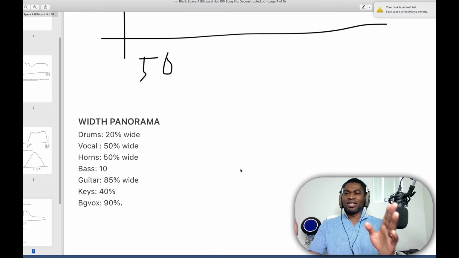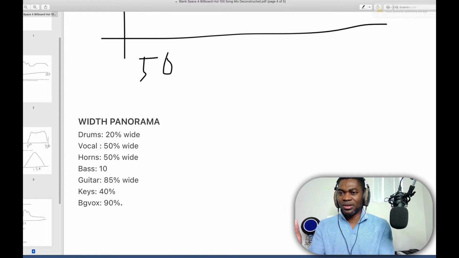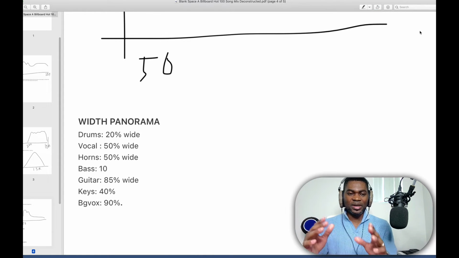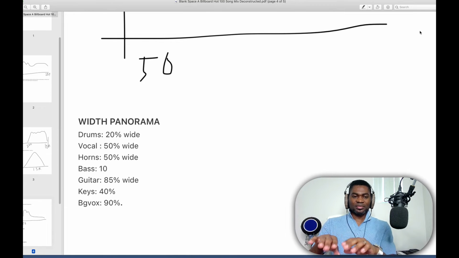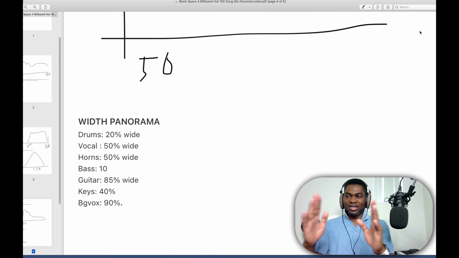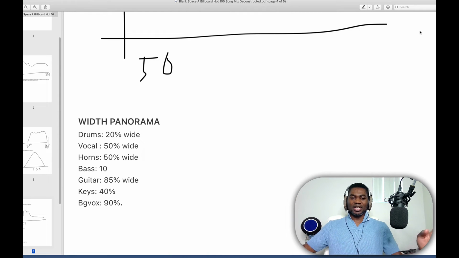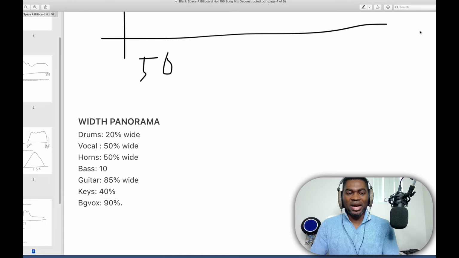The bass is even closer to the middle. The guitars are the widest, 80% wide. The keys are 40%. The backgrounds are 90%. Oh, okay, this is the background, and the lead vocal is 50%. So that's it, guys. If you apply this formula to your mix, boom.